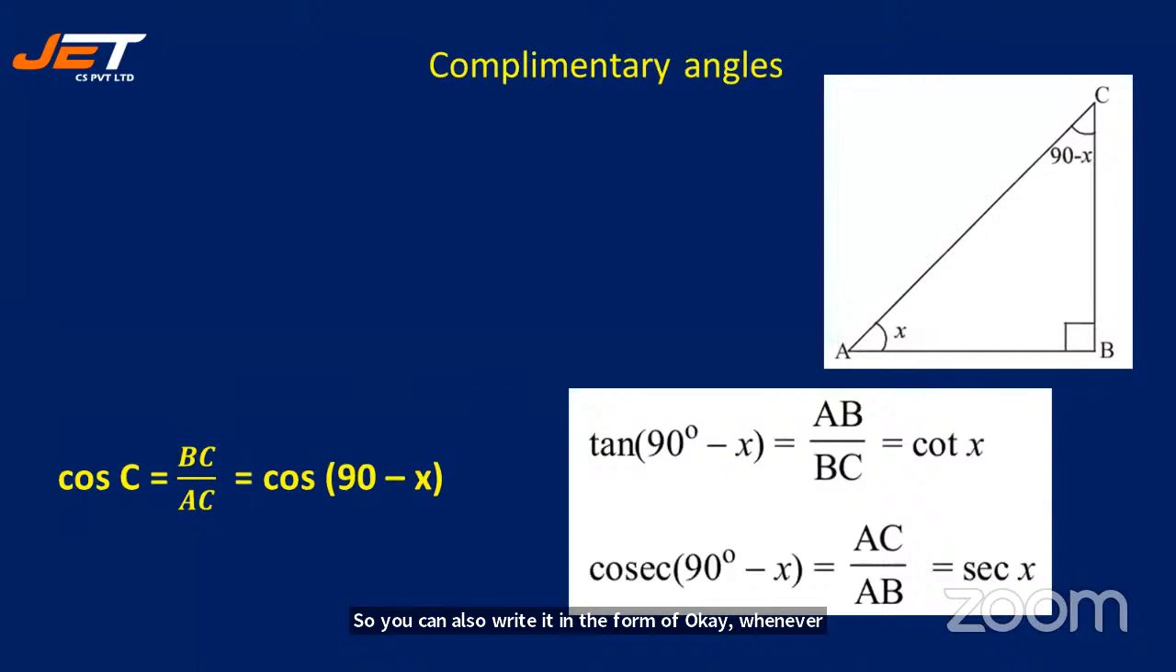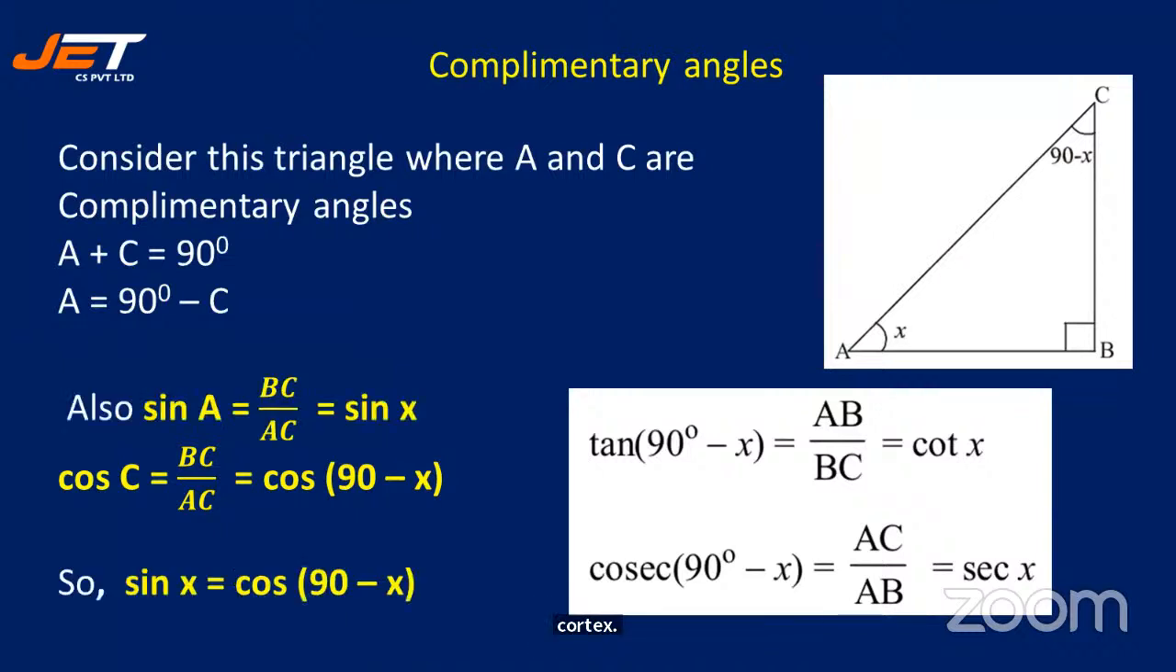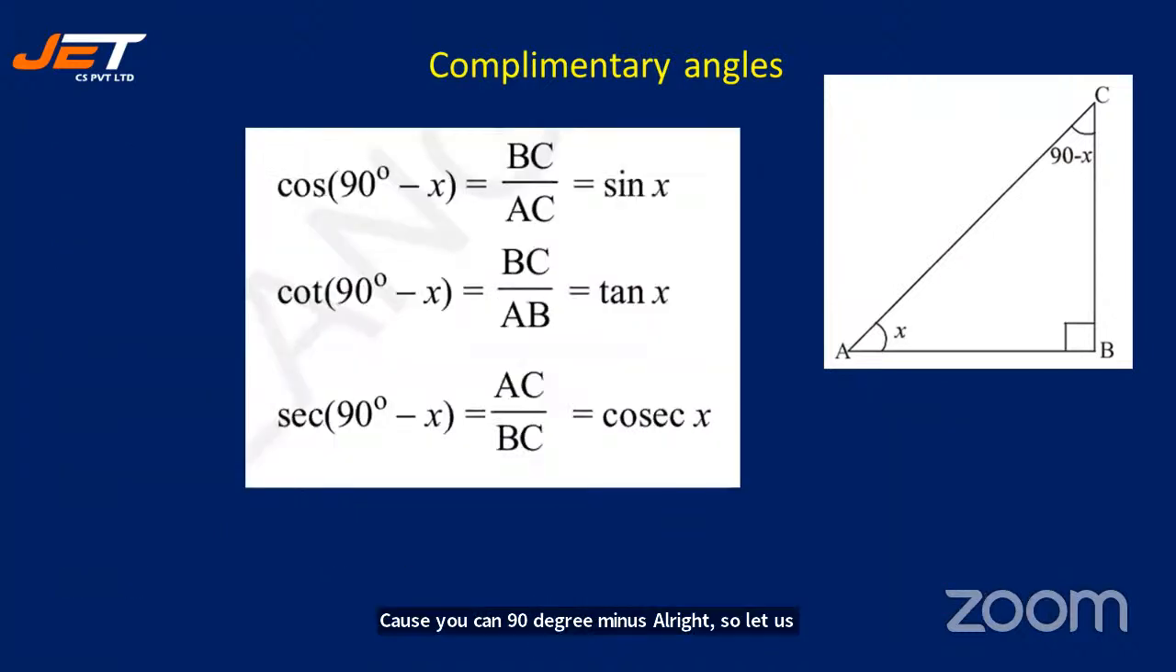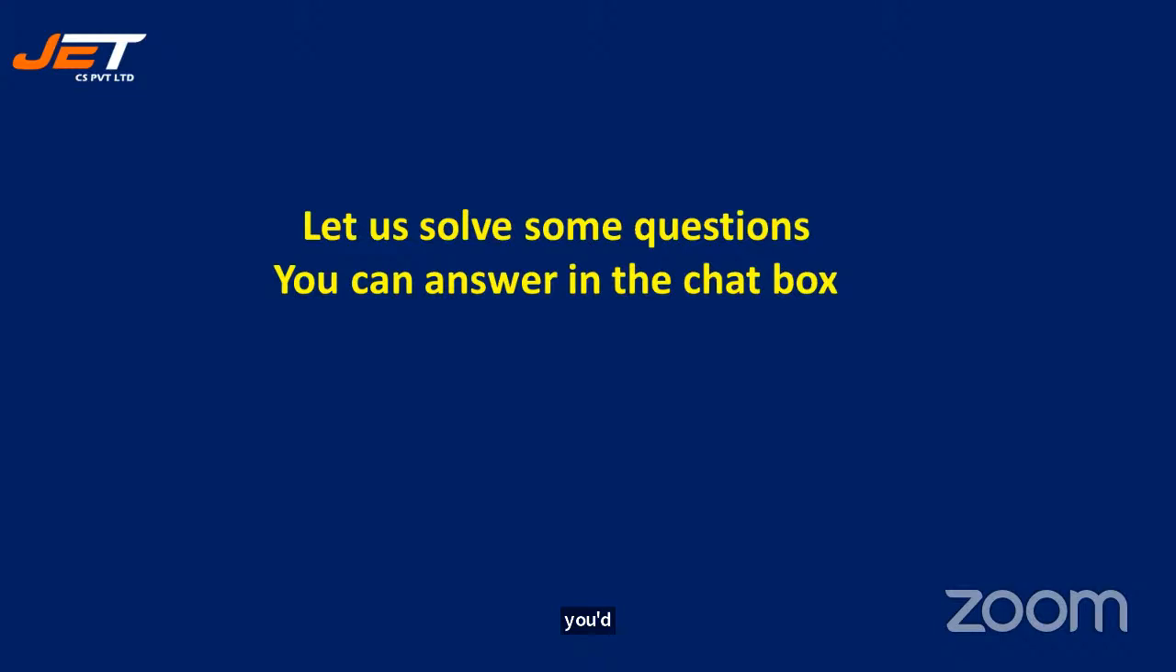All right. Now, like this, we have tan of 90 degrees minus x is cot x. Cosecant of 90 degrees minus x is secant x. So let us quickly do cos of 90 degrees minus x is sin x. Cot of 90 degrees minus x is tan x. Secant of 90 degrees minus x is cosecant x. I'm sure all of you would have noted down. Now let us quickly solve some questions. You can put your answers in the chat box.